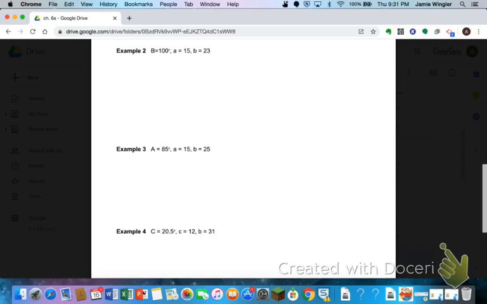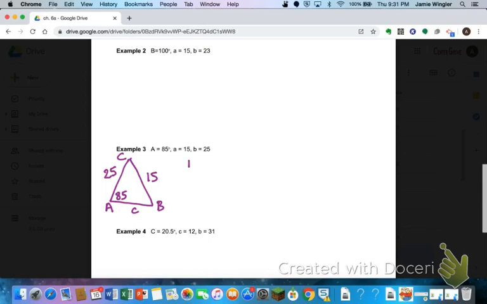On example 3, I know that this angle is 85 degrees, so I'm going to have to check for a second triangle here. So if I draw my picture, my given angle goes in the lower left-hand corner. That's A this time. So side A goes across from it. My other side is 25, and that goes across B, so this is C and angle C.